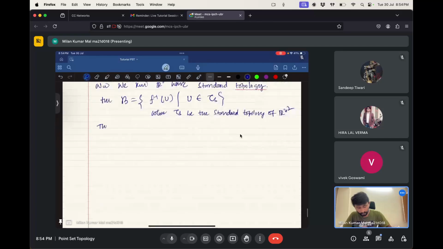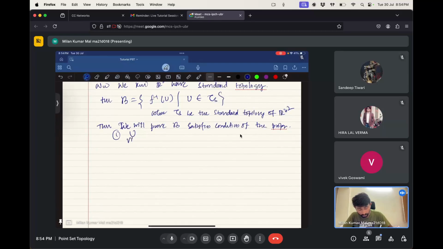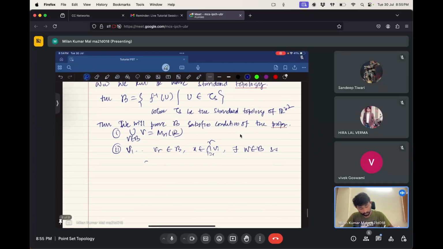Okay, then we will prove B satisfies the conditions of the proposition. Which proposition? First, the union of elements V belonging to B is equal to the full space MnR. Second, if V1, ..., Vr are elements in B, then for every x belonging to the intersection of Vi, i equals 1 to r, there exists a W belonging to B such that x belongs to W, which is a subset of the intersection of Vi, i equals 1 to r. How will I show that these two are satisfied?